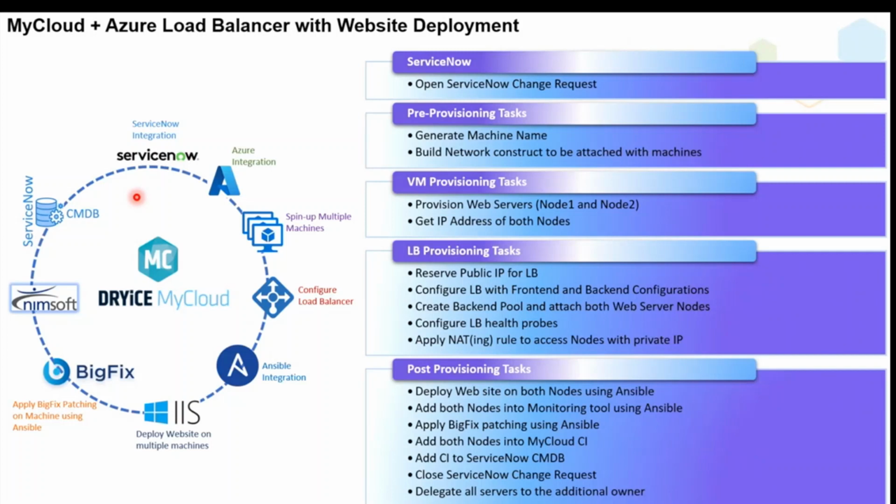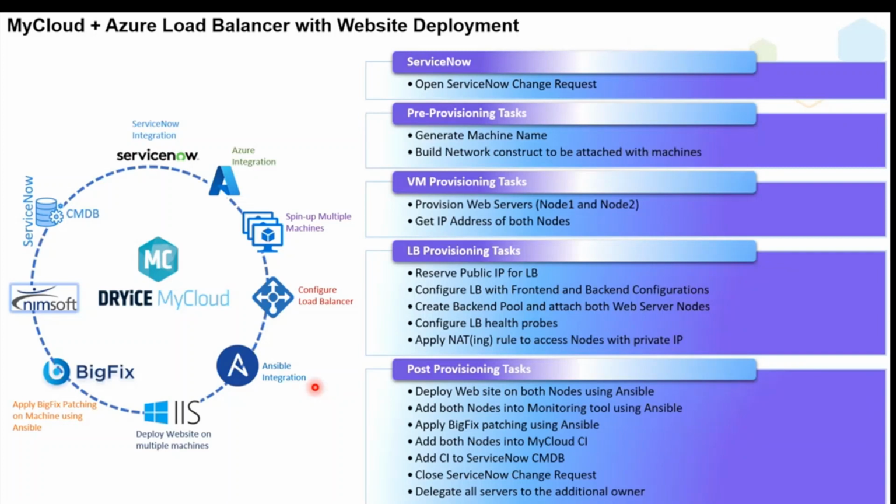We will leverage Azure integration. We will go ahead and create the resources on cloud. We will create two virtual machines on cloud and we'll spin them up. We will also configure the load balancer, create that service. We'll put both the machines behind this load balancer. And then as we go along in the workflow, we will invoke Ansible integration.